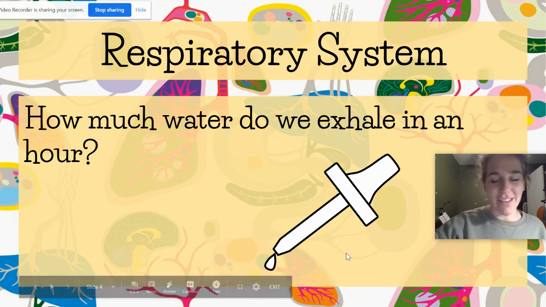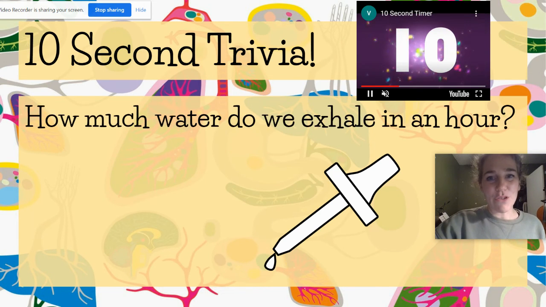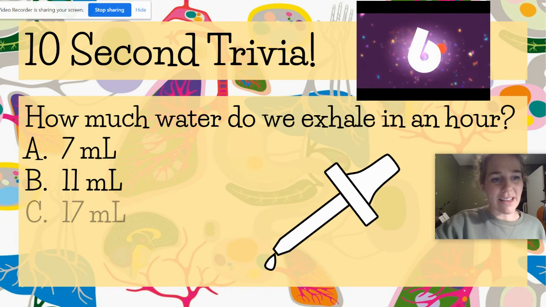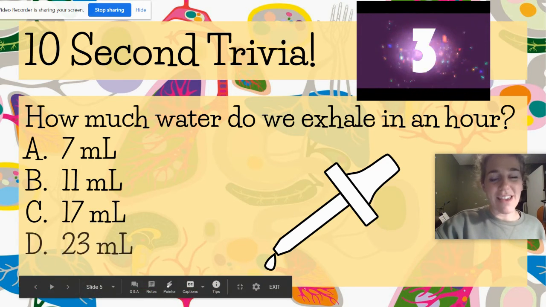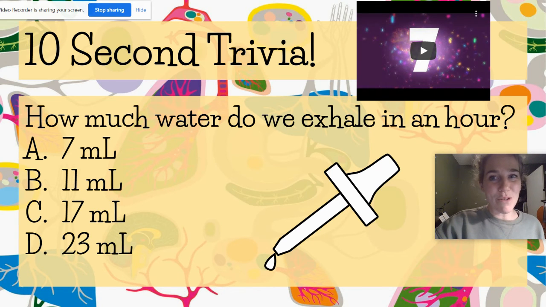I turned it into a 10-second trivia. Are you ready? Here we go. How much water do we exhale in an hour? Is it A, 7 milliliters, B, 11 milliliters, C, 17 milliliters, or D, 23 milliliters? Boom! What was your answer?